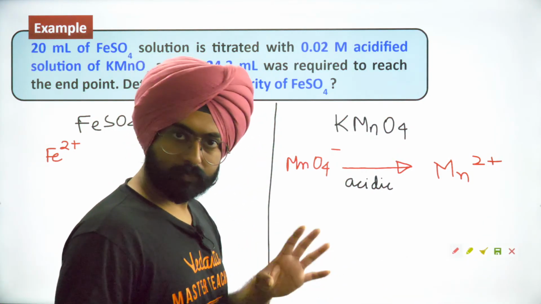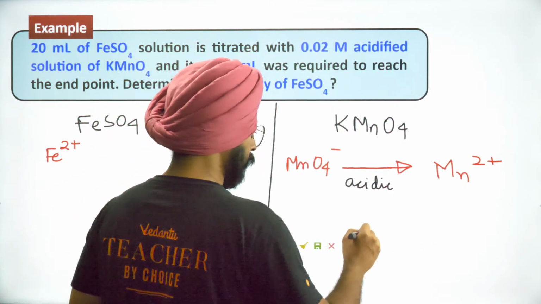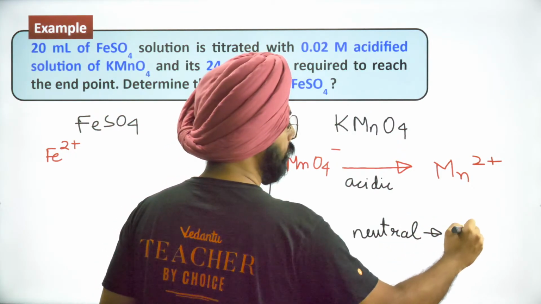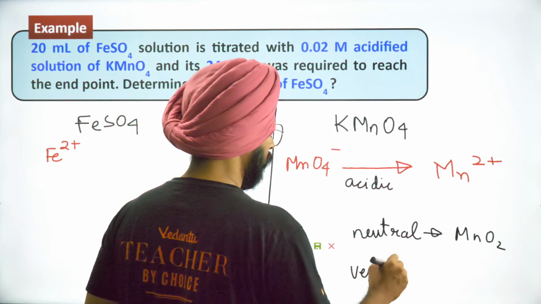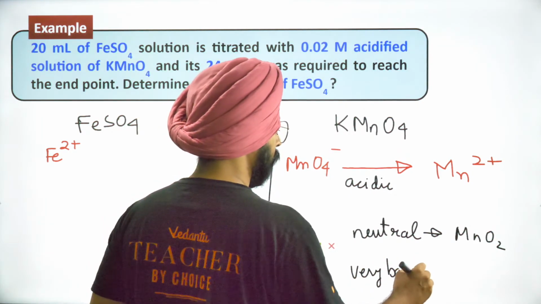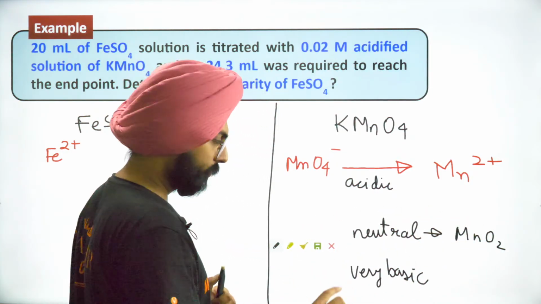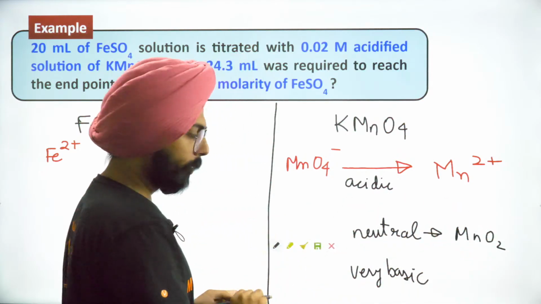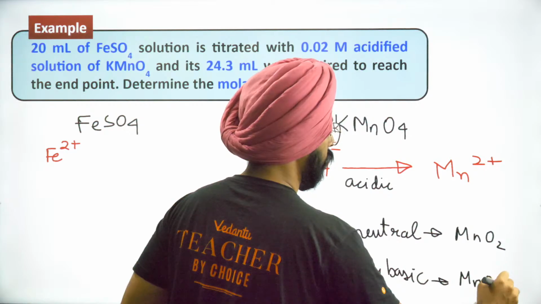Fine. That is what's going on over here. अगर आपको सोचना है what happens to it in neutral conditions, in neutral conditions it goes towards MnO2. Neutral, slightly alkaline हो तो भी MnO2 में convert होता है. If the condition is neutral or slightly basic, then it turns into MnO2. If it is very basic, then it turns into MnO4 2 negative.